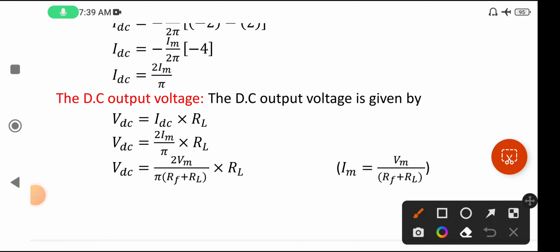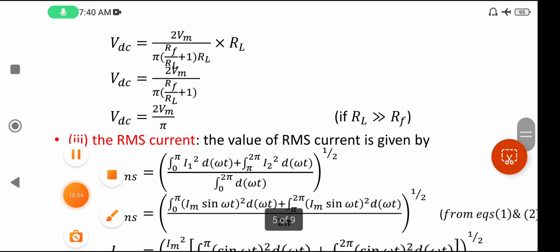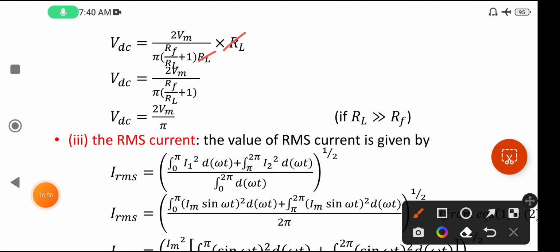Okay, take the IDC value here and substitute at this point. Then we know the Im value I told you about, so Vm by Rf plus RL. From this, take RL outside as common. RL cancels. Then it becomes 2 Vm by pi into 1 by (Rf by RL plus 1).